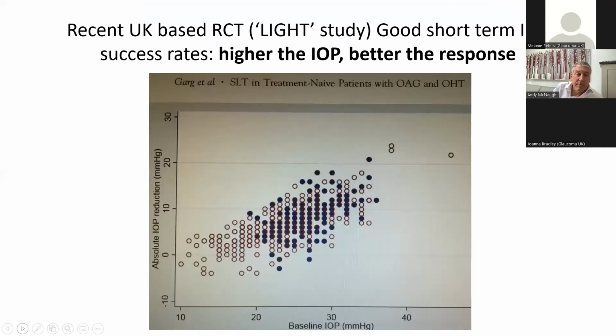Next one, thanks. And this is a plot from a recent, again, UK-based randomized controlled trial called LIGHT, which was all about the SLT laser. And it showed that, again, as I said, the higher the initial pressure in the eye, the better the pressure lowering from the laser treatment. Next slide, thanks.